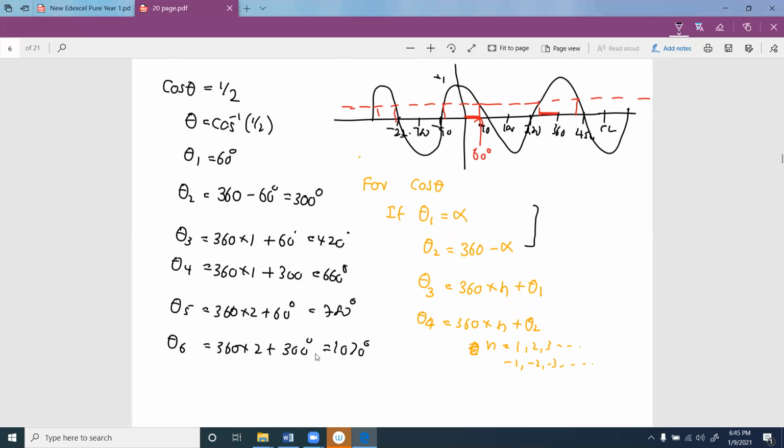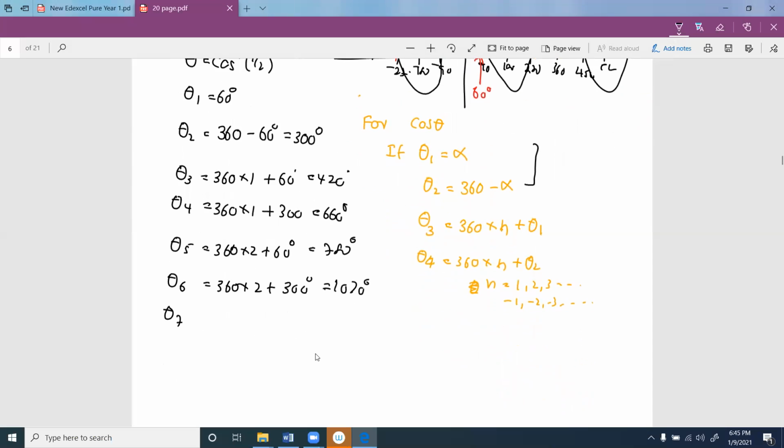Right. If you want to get negative angles, you can go ahead with 360 into minus 1, minus 2, minus 3 even. I'm just doing a couple of angles only. 360 into minus 1 plus the first angle, that is minus 300. Then theta 8, that is 360 into minus 1 plus the second angle, that is minus 60. Right. So like that you can go to any kind of terms over here.